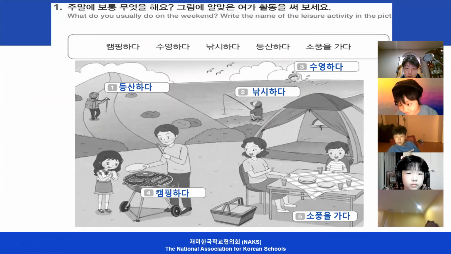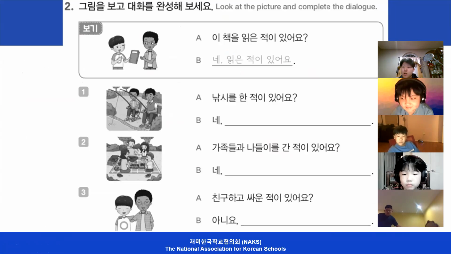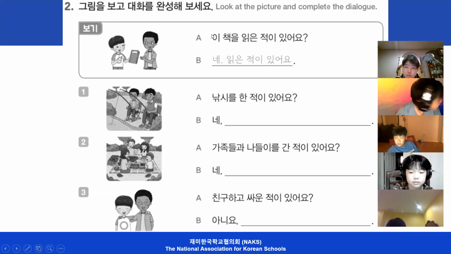So we did this already. Now we're on section 2. Let's just get all active participation here. So let's start off with Simon. Read the part A in the example right here on the screen.